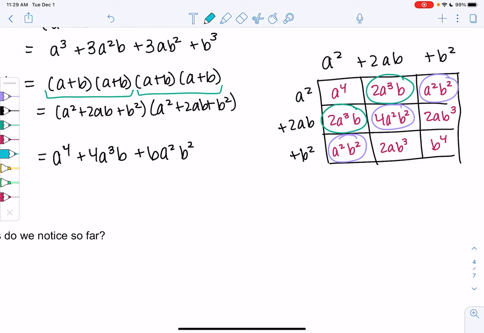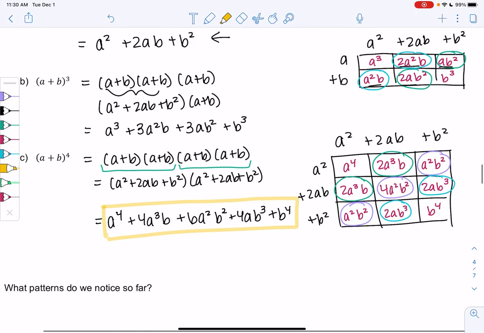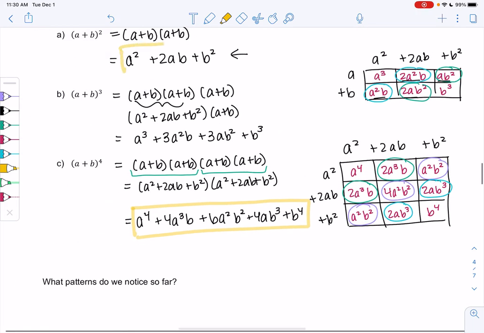And then we'll keep going. For a to the first power, we have 2ab cubed and 2ab cubed, so that'll be 4ab cubed, and then the final one is b to the fourth, no like terms. And we multiplied that out. So that took a while, and the binomial theorem will give us a shortcut shortly. But let's see if we notice any patterns between these three examples before we learn the binomial theorem.